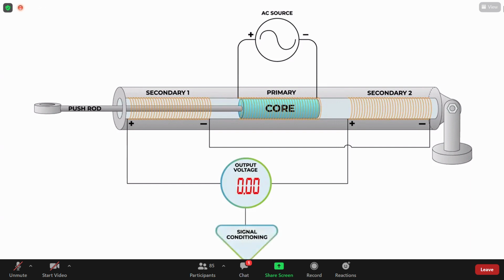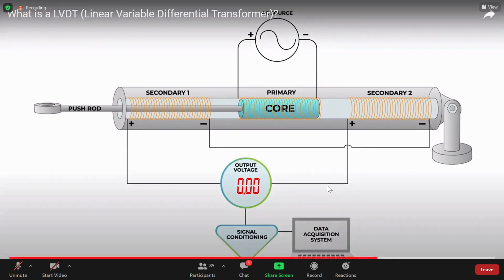Signal conditioning is required to convert the analog AC output to either 5 volts DC, 4 to 20 milliamps, or whichever format is compatible with your data acquisition system. This differential design gives the LVDT significant advantage.